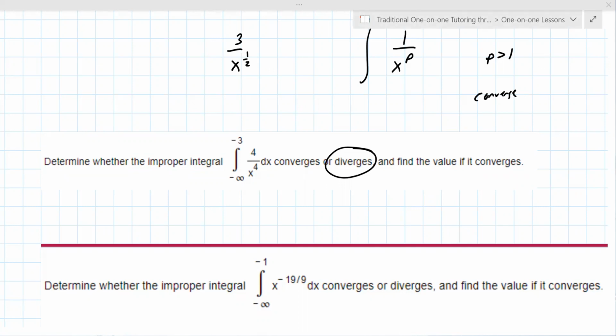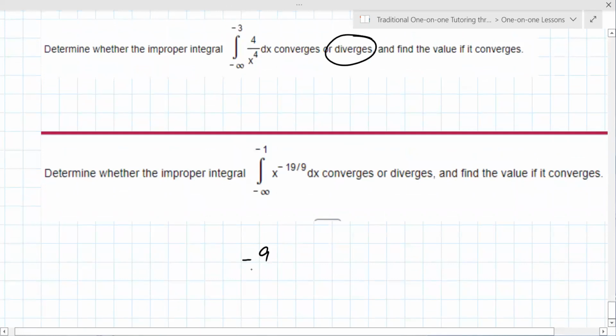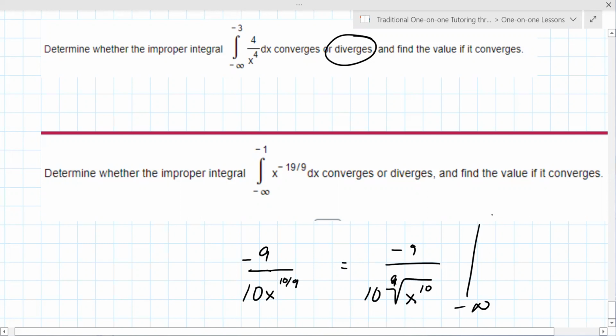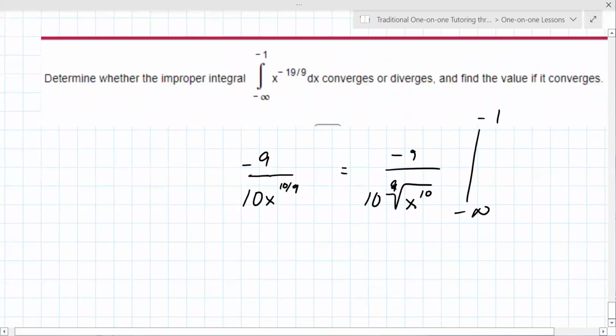Okay, so the antiderivative of this one is -9/10 x to the 10/9 power, which if we write it slightly differently, is the 9th root of x to the power of 10. And we have to evaluate that from -infinity to -1. When you put -infinity in the bottom here, because you're raising it to the power of 10, it becomes positive, but super big. So this whole thing goes to 0. So it's 0 minus -9/10, 9th root of x of -10 to the power of 1.